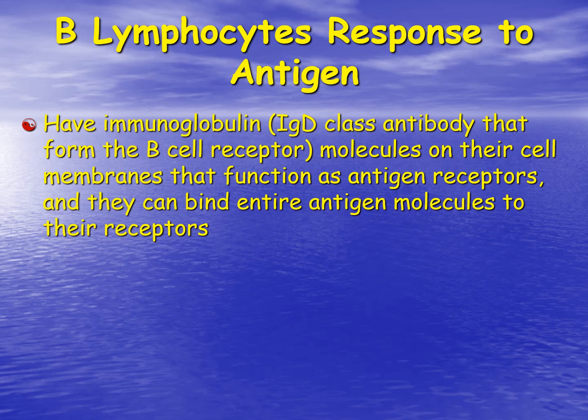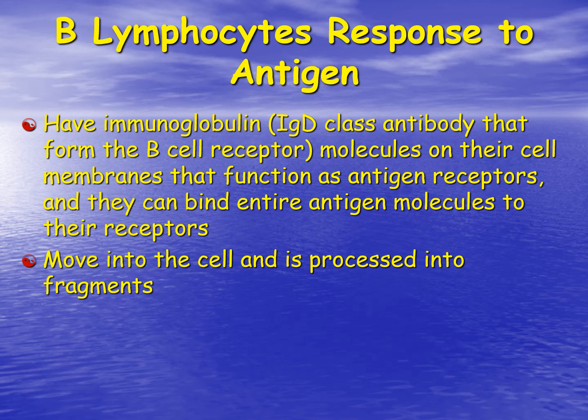Now, where do the B lymphocytes fit into all of this? Well, the B lymphocytes also are given a specialized B cell receptor. And we now know that this is actually the IgD class antibody, which the constant region will be embedded into the cell membrane of the B cell. These IgD class antibodies then will function as antigen receptors, and they can bind an entire antigen molecule to their receptor.